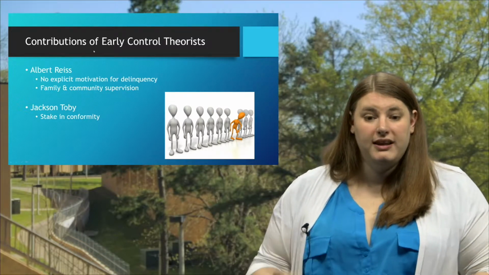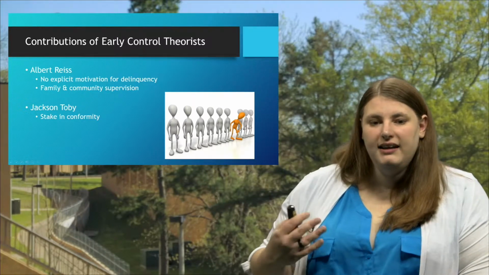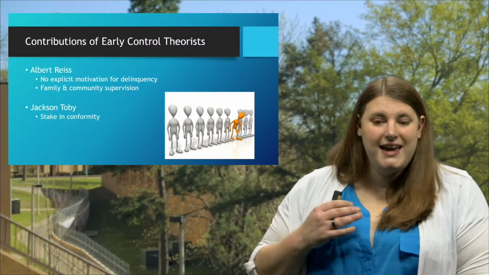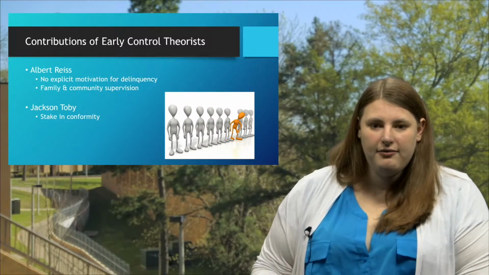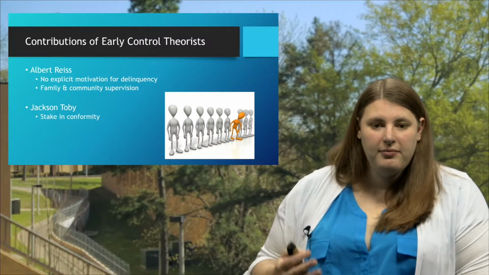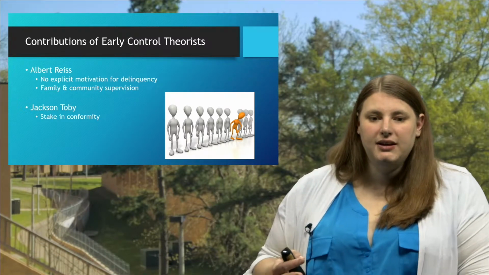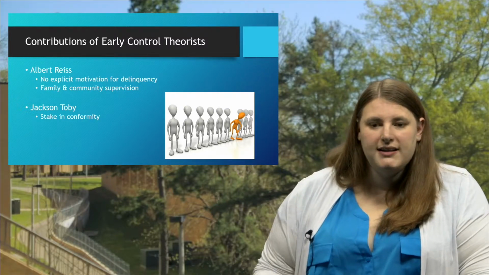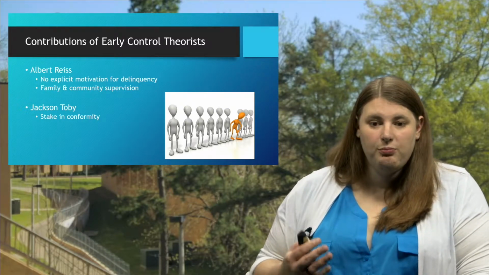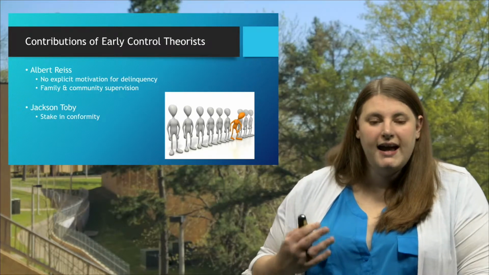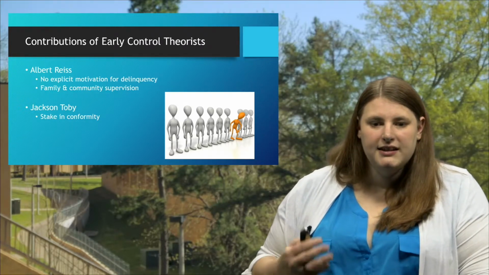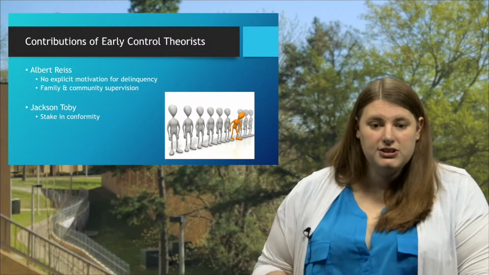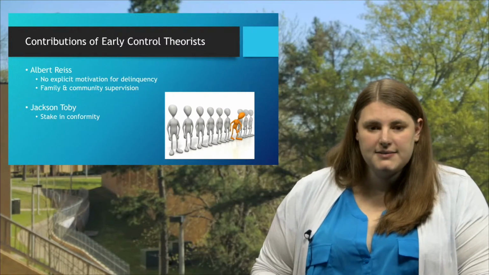Albert Reiss proposed one of the earliest control theories. You can see how the assumption of human selfishness is reflected in his belief that there does not have to be any specific motivation for delinquent behavior. Reiss believed that without family and community supervision, juveniles would engage in delinquent behavior simply because they were not constrained against it. Reiss argued that the family bonds themselves were most important for controlling behavior and discouraging delinquent activity. This focus on personal, intimate social bonds is something shared by most control theories and learning theories.